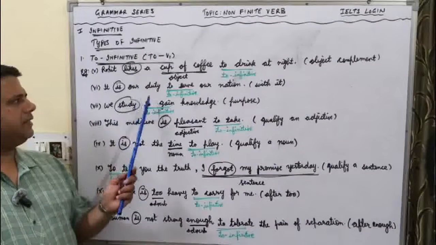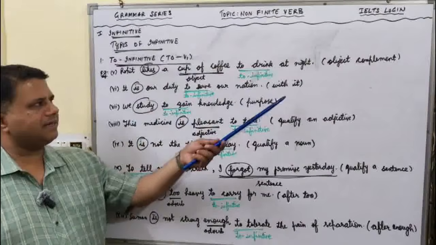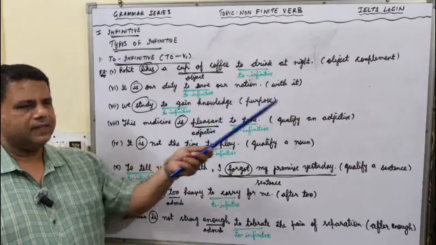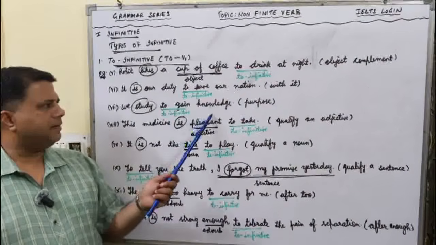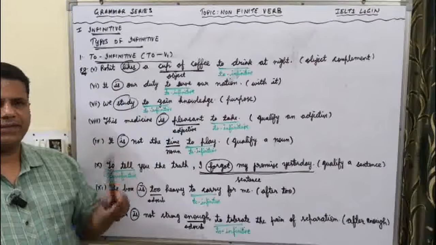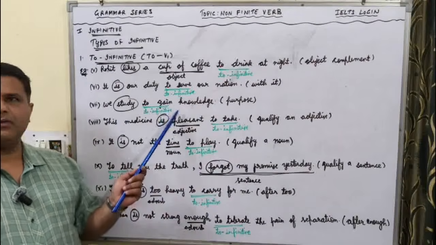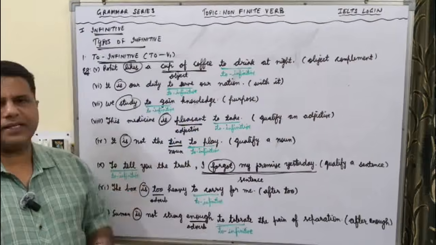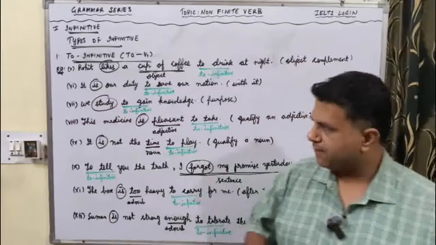It is our duty to serve our nation. So it is starting with it. So to infinitive, it is the example of a sentence with it. Then in the next sentence we talk about the purpose. We study. Why? What is the purpose? To gain knowledge. We study to gain knowledge. So this is the purpose of study.